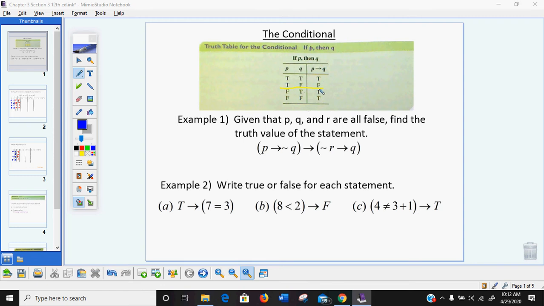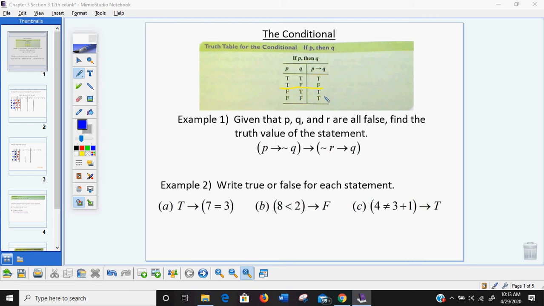The only time the answer is false is when you start with a true and you end with a false. If you start with a true and it proves true, the answer is true. If you start with a true and it proves to be false, the answer is false. If you start with a false, the answer is still going to be true. So anytime you start with something that's false, whether it turns out to be true or false, since it was false when you started, they say you're telling it's a true.